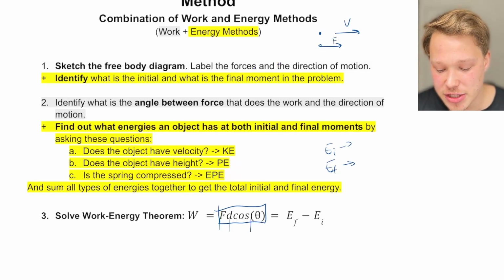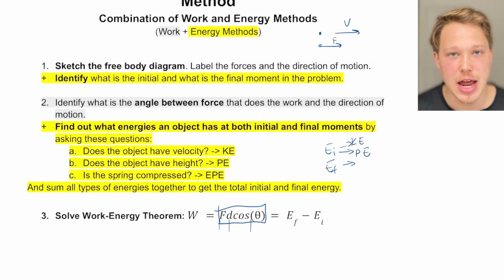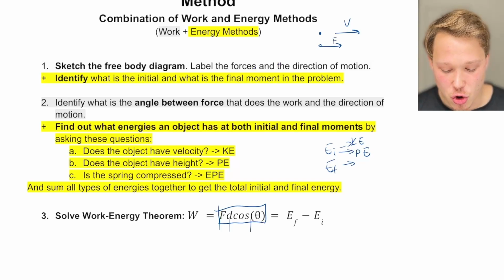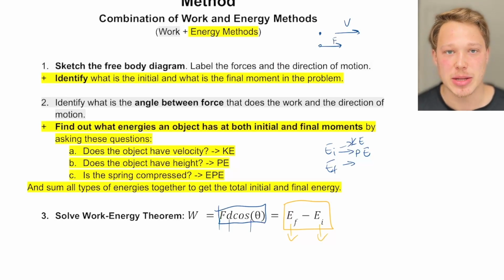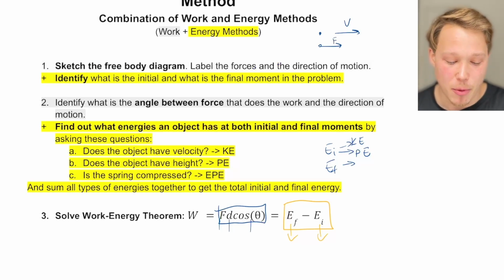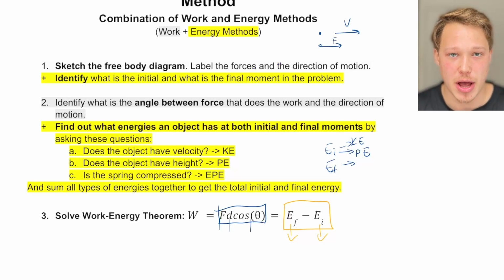So at any of these initial moments, it can either have one type of energy, let's say kinetic, or two types of energy, let's say both kinetic and potential. So the second part of this method is to find the final energy and initial energy and subtract them, and then combine all of this as the third step into one equation, the work energy theorem. So in the next example, we're going to see how these steps are applied to a given problem.